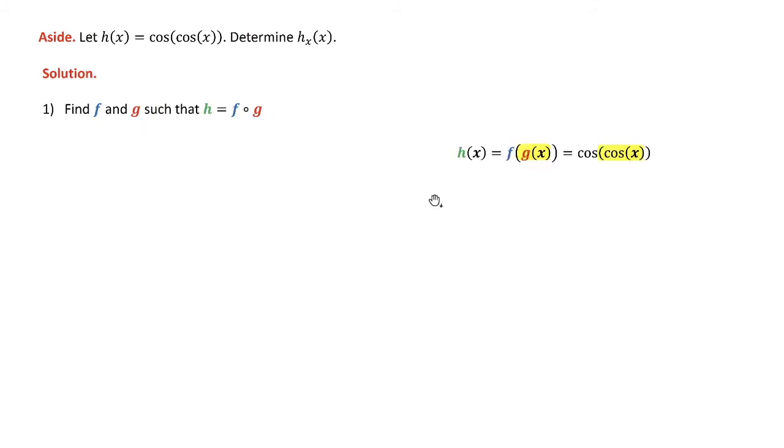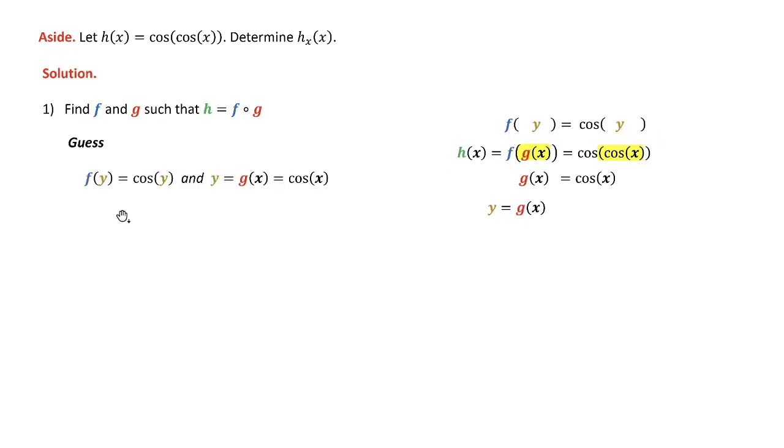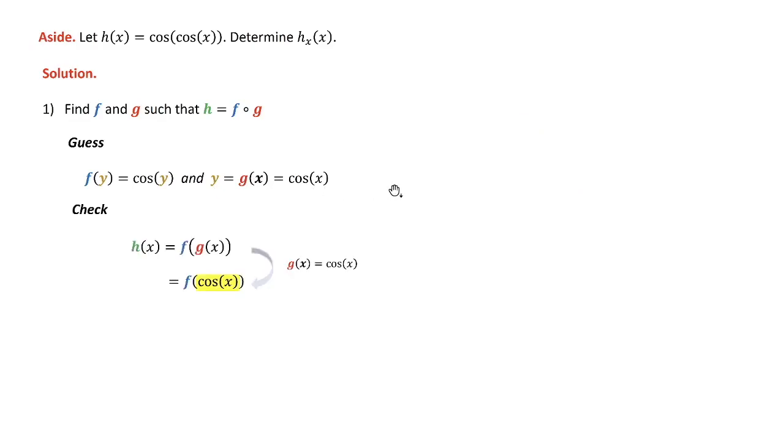I need f and g. Here's the setup. I'm going to take g of x to be the inside of the cosine, the x material. That tells me what y is, and that tells me what f of y is, cosine. It's just a coincidence. They're both cosine. But again, notice different variables. They're different functions. These are different variables. Okay? Check. It all works. Okay, now I have my functions.